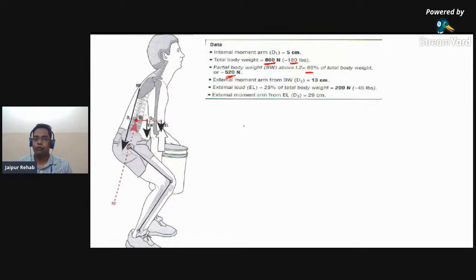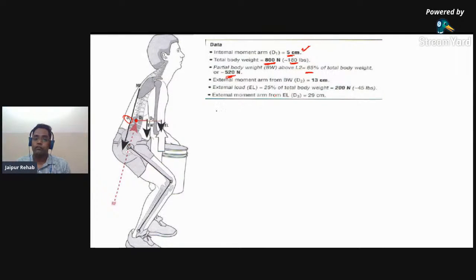Okay, now we have some other values also which are being given by the help of cadaveric studies and other biomechanical analysis. Now if I talk about the erector spinae muscle, the moment arm for the erector spinae muscle at the level of L2 is called D1, and the value of D1 here is 5 centimeters. So the internal moment arm we have here is 5 centimeters.